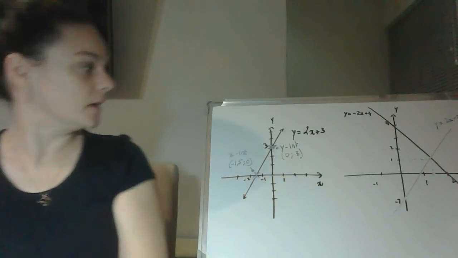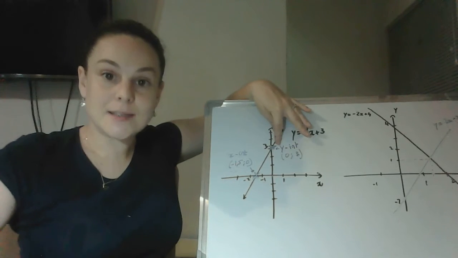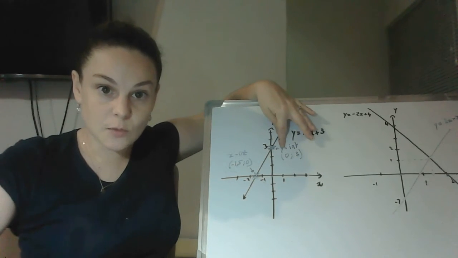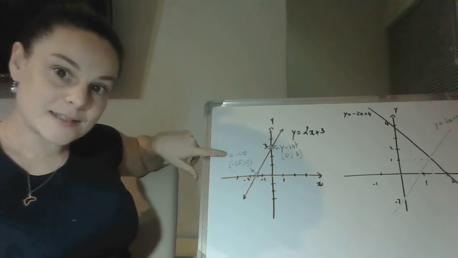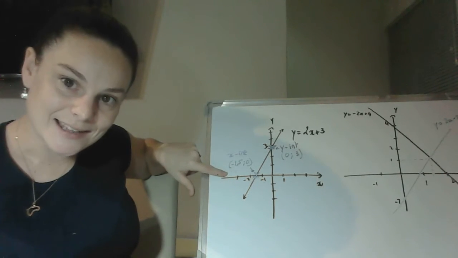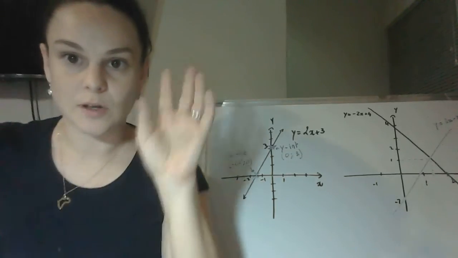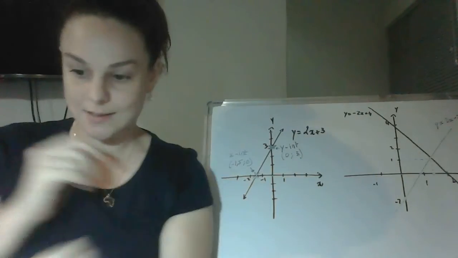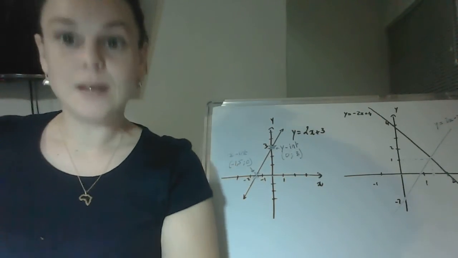So, y-intercept: x equals 0, it crosses the y-axis. X-intercept: y equals 0, it crosses the x-axis. And you always give the answer as a set of coordinates. Alright, last thing.